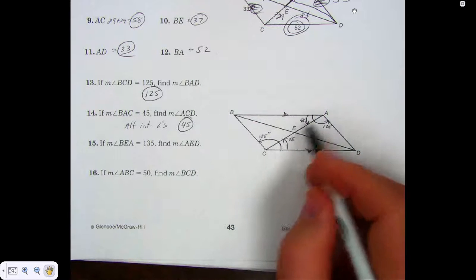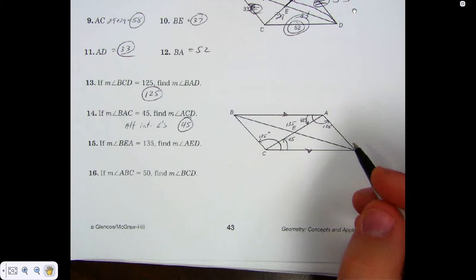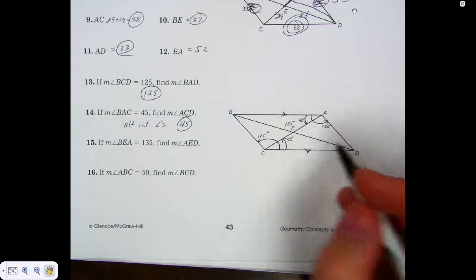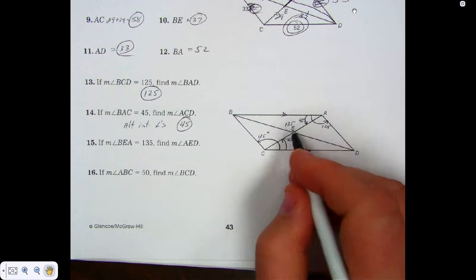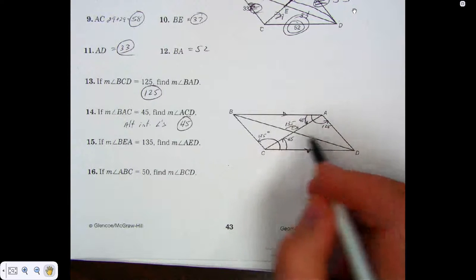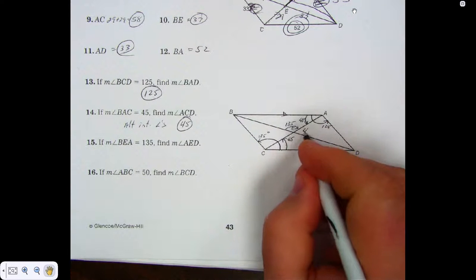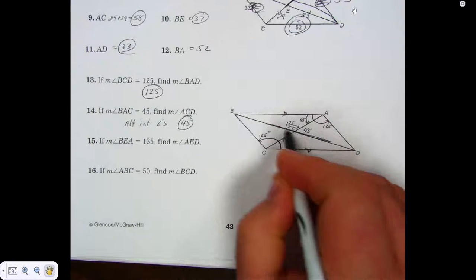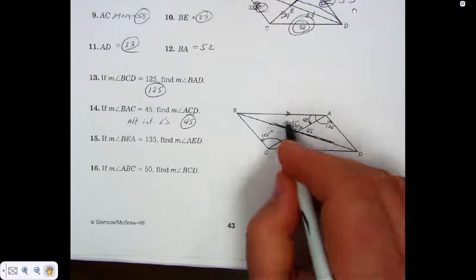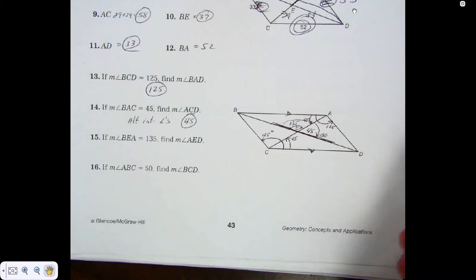BEA is 135. Find the measure of angle AED. Here to here is 135. AED is 45. Why 45 degrees? Because it makes supplementary. What does that make? A straight line. We know from here to here has to be 180. So 45 is what's left to make that 180, isn't it?